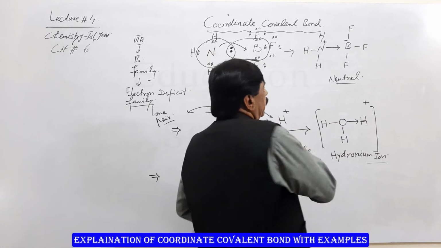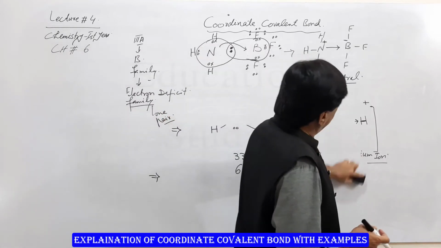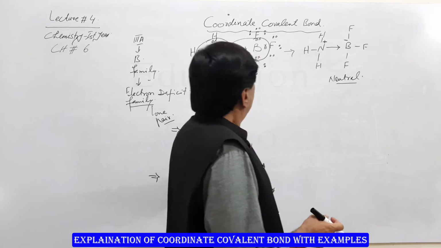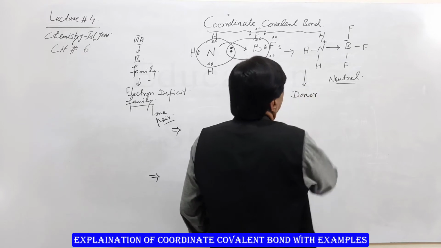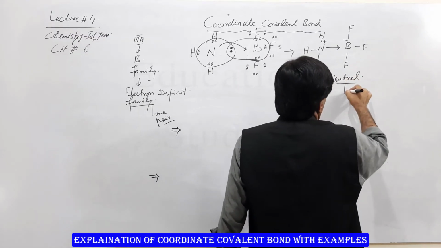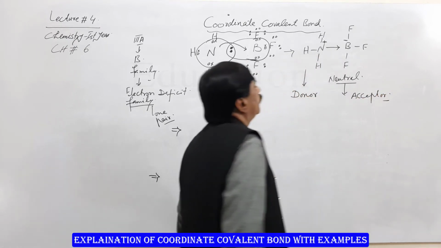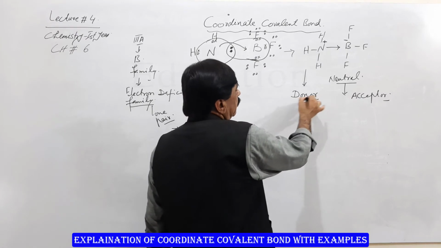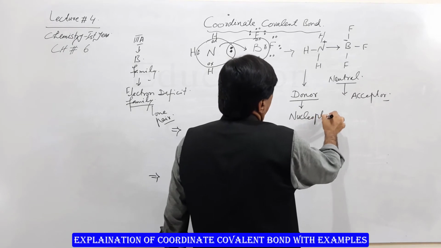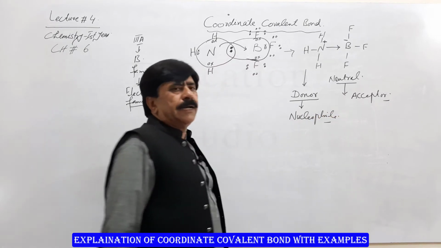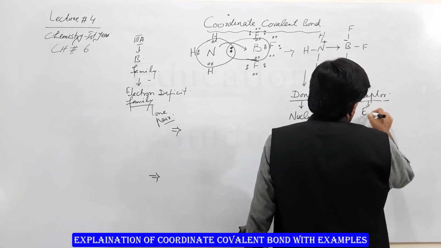So, in terms of bonding, we can say that the nitrogen atom is the donor atom and boron is the acceptor. Donor means nucleophile. The donor atom is termed as the nucleophile and the acceptor is termed as the electrophile.